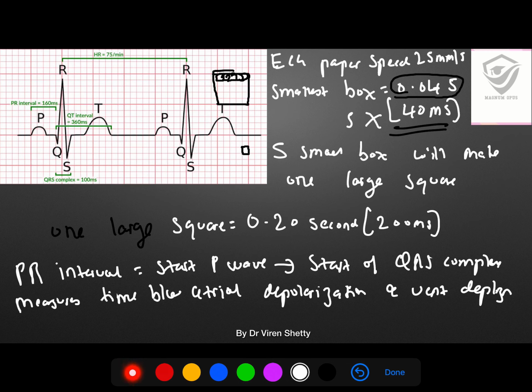So normally the PR interval is 3 to 5 small squares. Normally it is 3 to 5 small squares. So we will try to count here: 1, 2, 3, 4. So that is normal, 3 to 5 small squares. It is given in the image as 160 millisecond. So 40 plus 40 plus 40 plus 40 is 160.